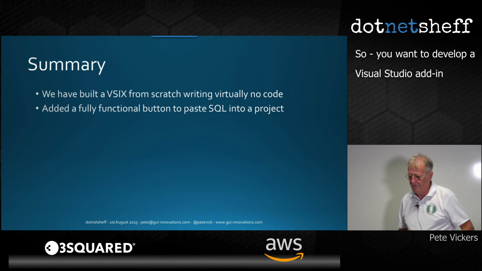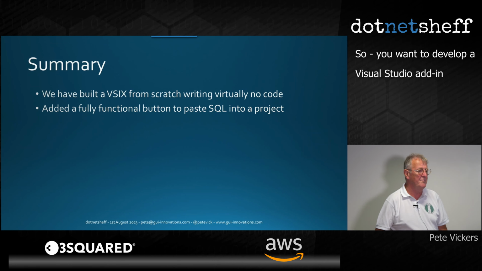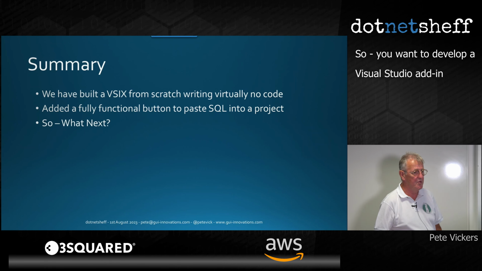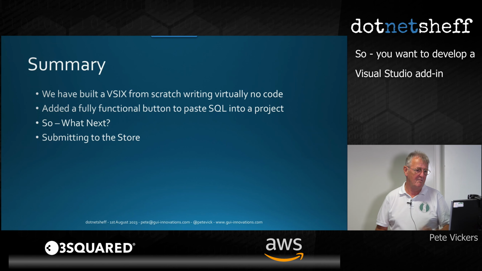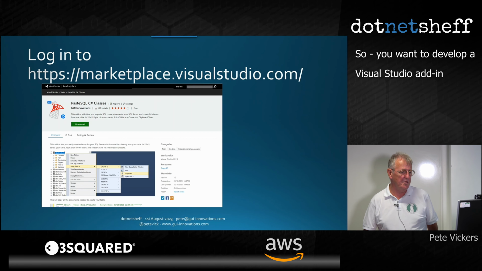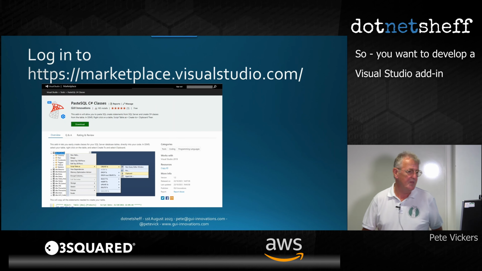So we built a VSIX from scratch, writing virtually no code, and added a functional button, missing the icon. So what next? Submitting to the store.